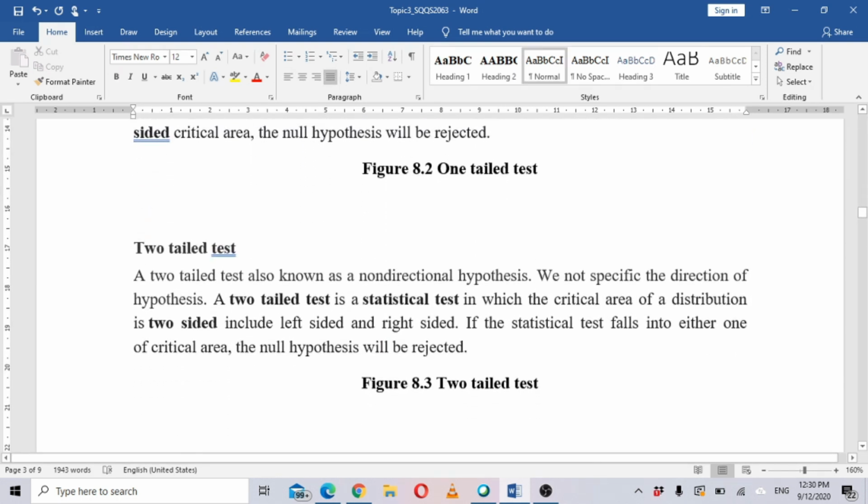Two-tailed test. A two-tailed test, also known as a non-directional hypothesis, is where we do not specify the direction of the hypothesis. A two-tailed test is a statistical test in which the critical area of the distribution is two-sided, including the left side and right side. If the statistical test falls into either one of the critical areas, the null hypothesis will be rejected. So we must be clear about the hypothesis, either one tail or two tail.